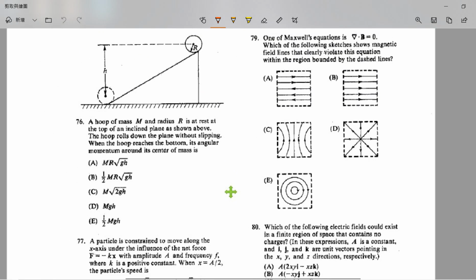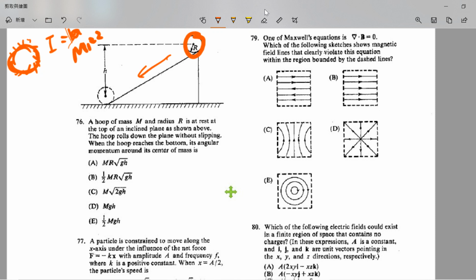So keep solving our physics subject GRE. Number 76. A hoop of mass M and radius R is at rest at the top of the indicated plane, and the hoop rolls down. A hoop means that the mass is all along the boundary, so the moment of inertia is just MR squared. It's large M, so large MR squared.